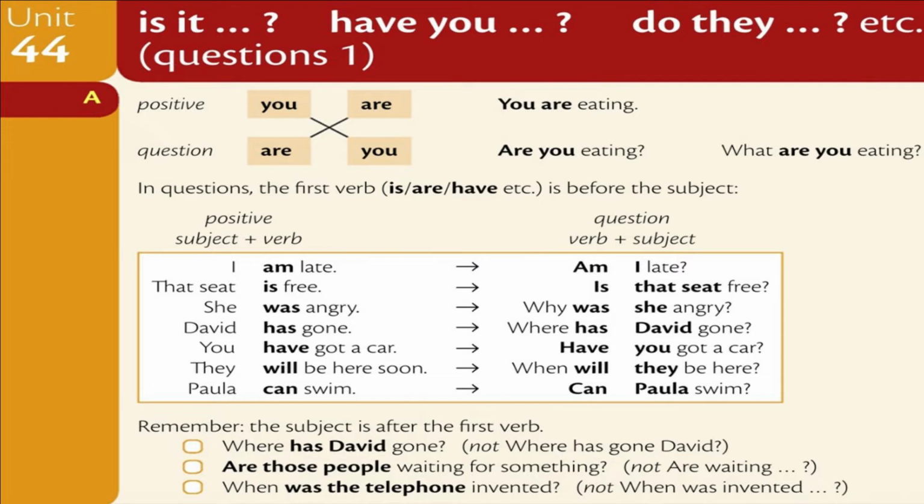You have got a car. Have you got a car? They will be here soon. When will they be here? Paula can swim. Can Paula swim? Remember, the subject is after the first verb. Where has David gone? Are those people waiting for something? When was the telephone invented?